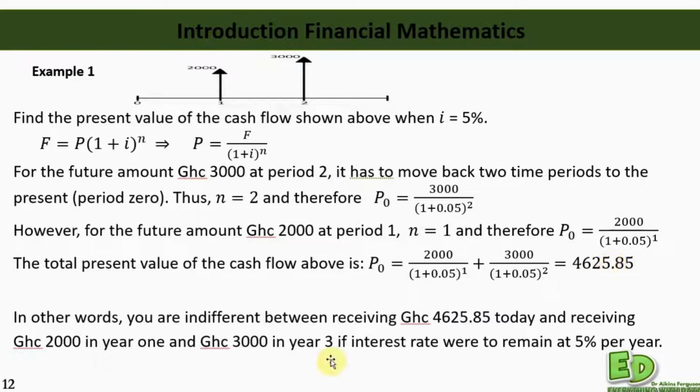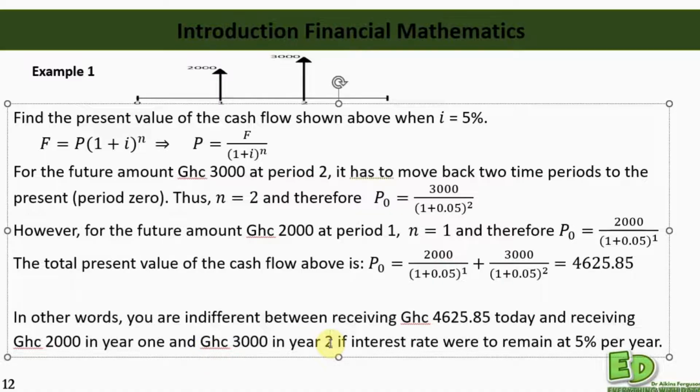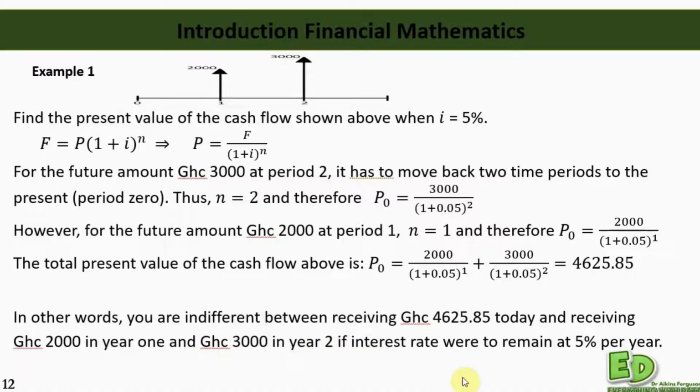4625.85. So what does it mean? It means that if you have an amount of 2000 in year 1 and an amount of 3000 in year 2, at a given rate of 5%, the present value of this future amount is 4725.85. So you are indifferent between receiving this amount today and receiving 2000 in year 1 and 3000 in year 2 if the interest rate were to remain 5% per year.